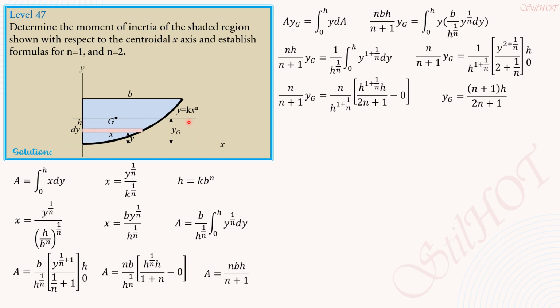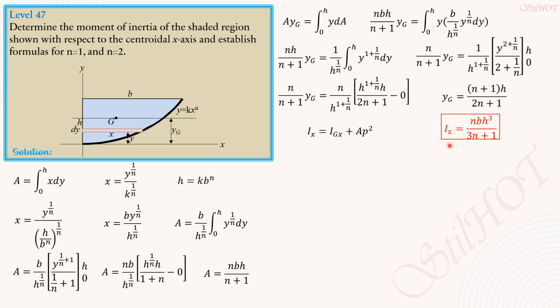Then I_gx. Ix equals I_gx plus area times yg square, area times p square, where I_gx for this region, the moment of inertia with respect to the x-axis, was derived in part 2, level 4 problem, I think. So you just review it, and it was nbh cubed over 3n plus 1, the formula. So Ix equals I_gx plus area p square, where Ix from level 4 is nbh cubed over 3n plus 1. So you have to review that.